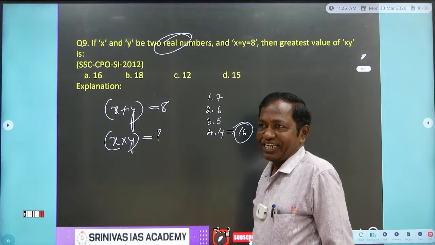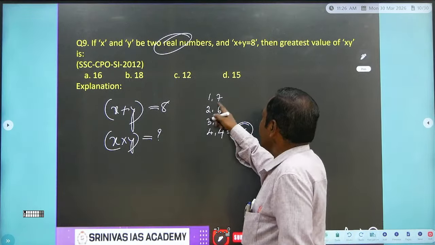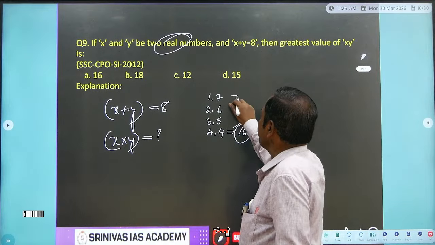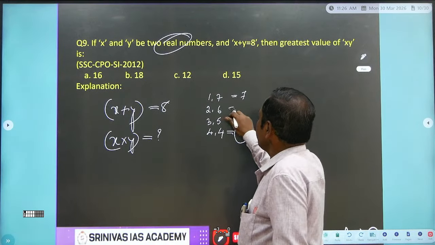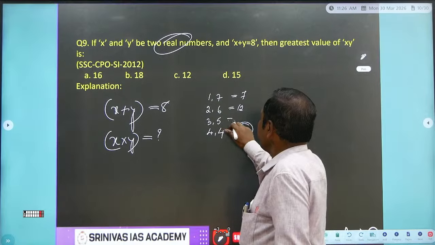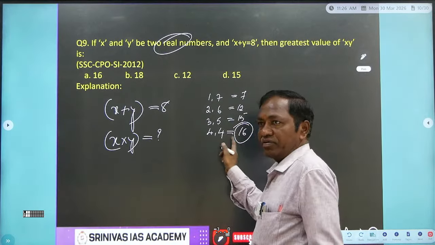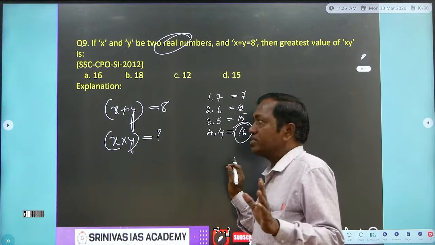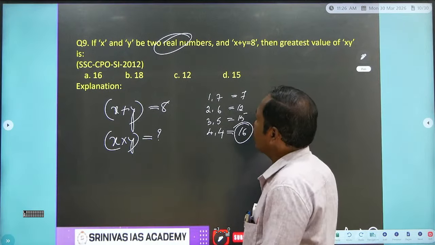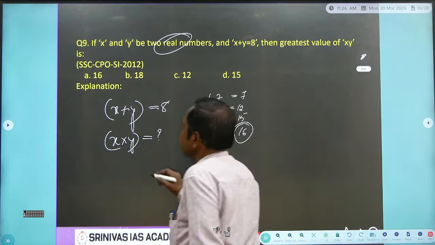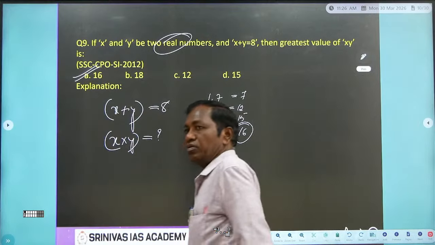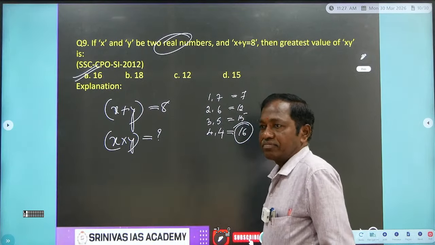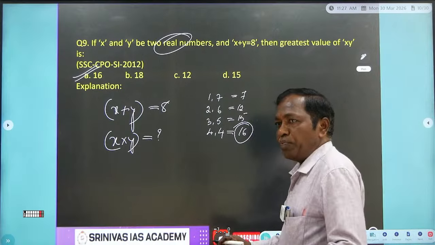For example, 1 into 7 is 7. 2 into 6 is 12. 3 into 5 is 15. 4 into 4 is always 16. 16 is the largest value. So option A. That is a property.